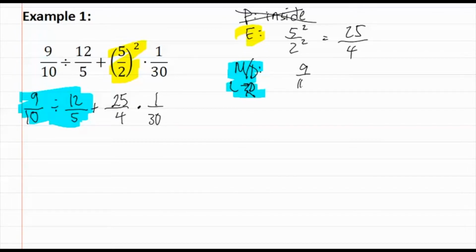Remember, with division, you turn it to multiplication and you use the reciprocal. Also remember, we're going to reduce. 3 goes into 9. 9 divides by 3 3 times, and 12 divided by 3 is 4. 5 goes into 5 once, and 5 goes into 10 twice. This gives us 3/8, which we place back in the problem.